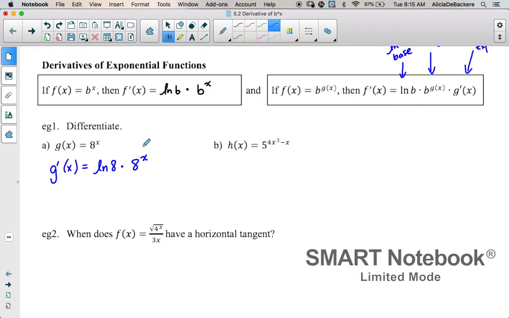For communication, I do want the x's at the end when you have a bunch of things multiplied together, numeric coefficients at the front, and pieces with x's at the back. It's kind of like you wouldn't write x times 3, right? You would rearrange that and write 3x.